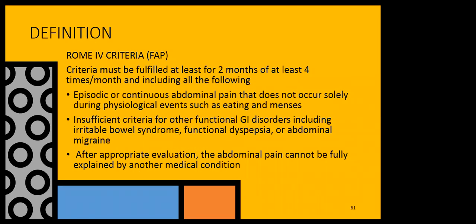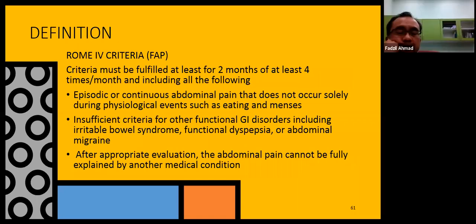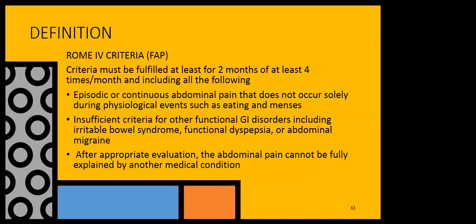So there is a Rome 4 criteria for functional abdominal pain. The criteria must be present at least 4 times per month for at least 2 months, including all of the following: either episodic or continuous abdominal pain that does not occur solely due to a physiological event, or insufficient criteria for a GI disorder, including IBS, functional dyspepsia, or abdominal migraine. As I mentioned earlier, it may be diagnosed after appropriate evaluation that the abdominal pain cannot be fully explained by another medical condition.